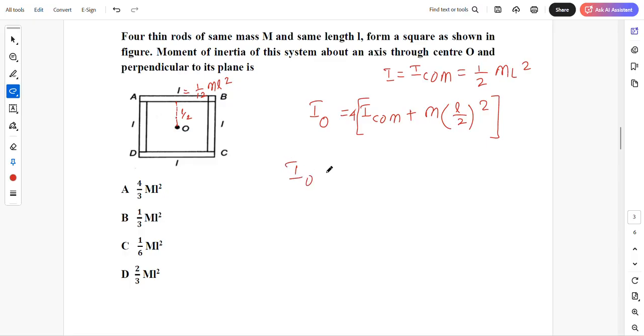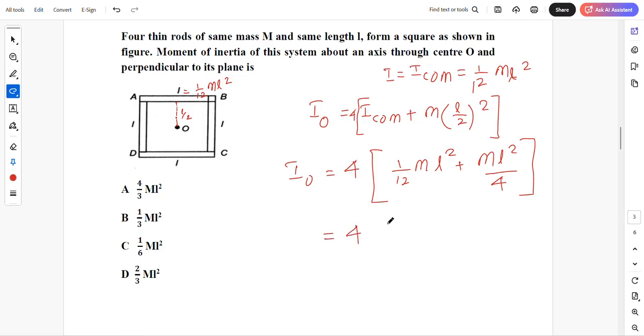Therefore, I_O is equal to 4 into I_COM, which is 1 by 12 m l square, plus m l square by 4, by using the parallel axis theorem. That is, 4 into I_COM plus m, the product of mass and perpendicular distance, m into l by 2 the whole square, which is m l square by 4.